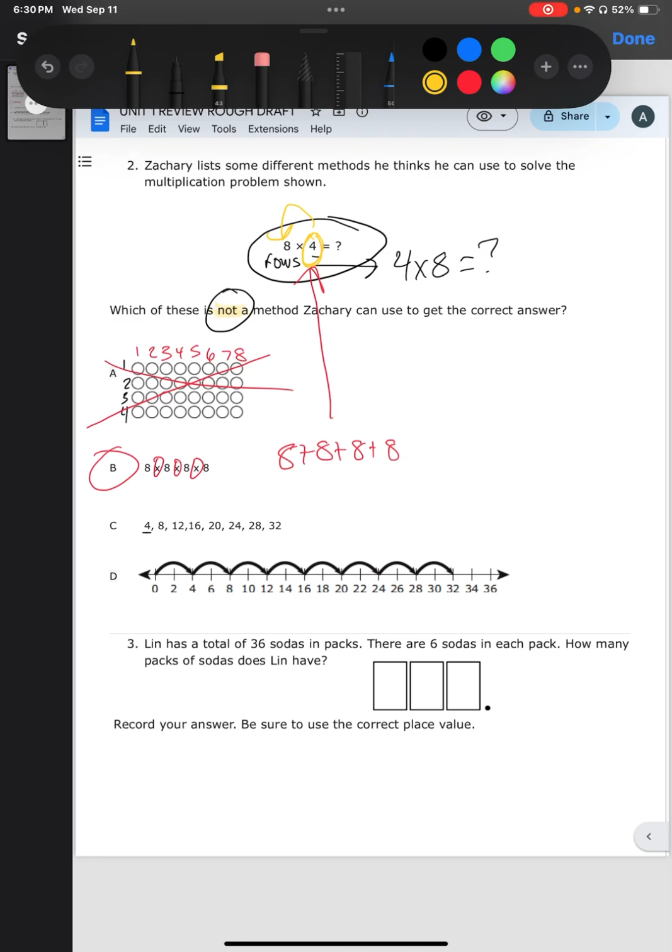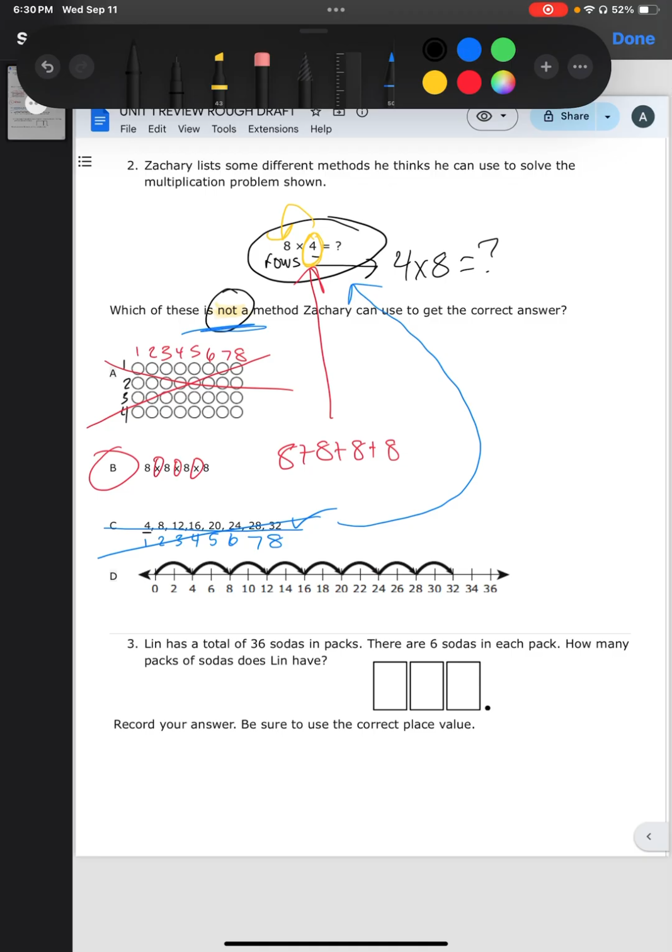So I'm going to look and see how many times have we skip counted here by 4. 1, 2, 3, 4, 5, 6, 7, 8. This does indeed represent that problem. Because it represents the problem, this is not the answer we're looking for because we're looking for which one does not represent the problem. The last option is D.